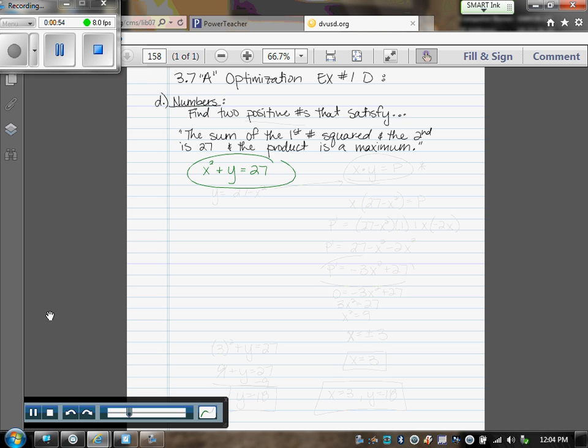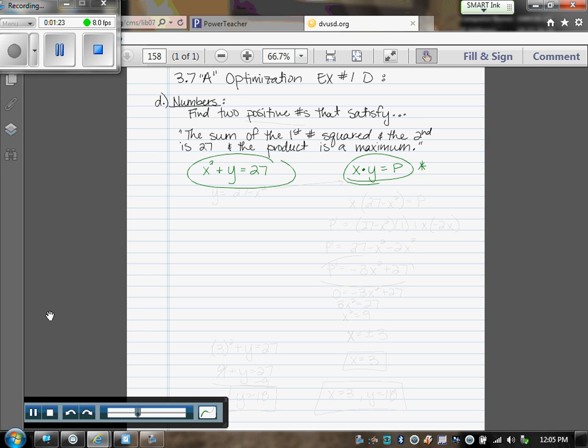Okay, let's come up with a second equation. It says the product of the two is a maximum. So product means multiply. If I multiply the two numbers together, that gives me a product. I don't know what the product is, but I want this product to be a maximum. So this is the equation that I want to differentiate so that I can find its maximum or minimum value. Okay? There are too many variables obviously in this equation. There's an x, there's a y, and there's a p.